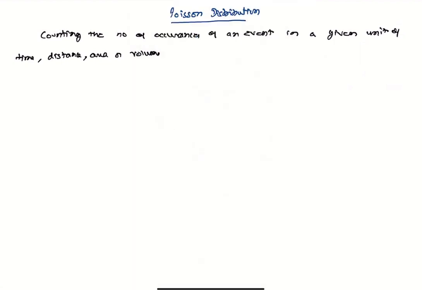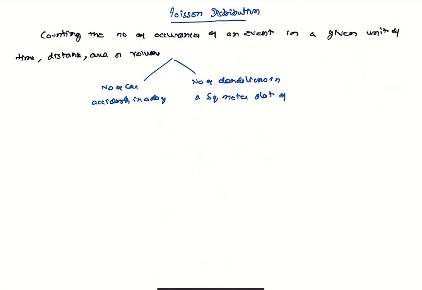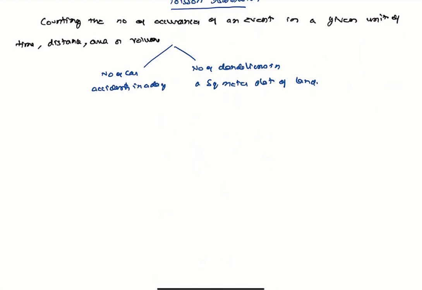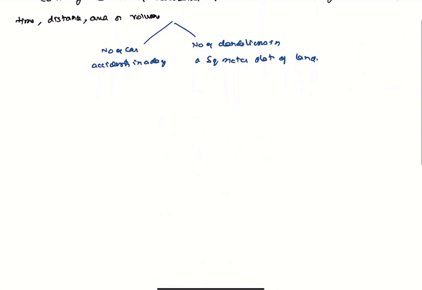So for example, we can count the number of car accidents in a day, or we can count the number of dandelions in a square meter plot of land. This number will be a random variable that may or may not have a Poisson distribution depending on the situation. So what are the situations?